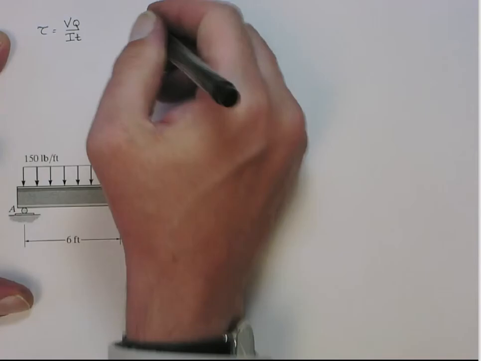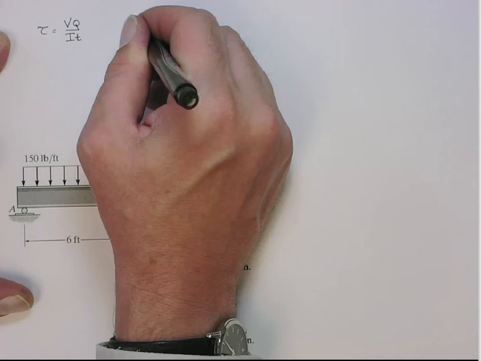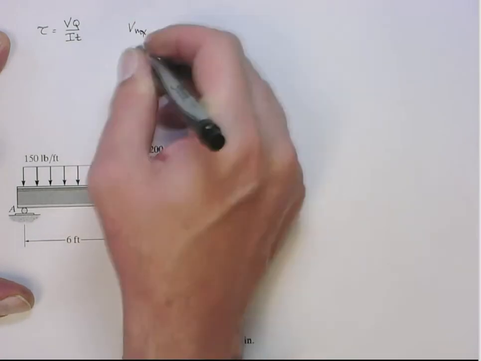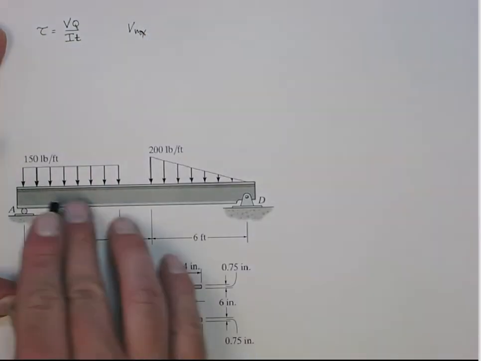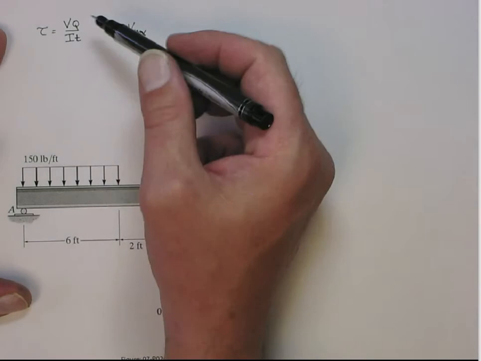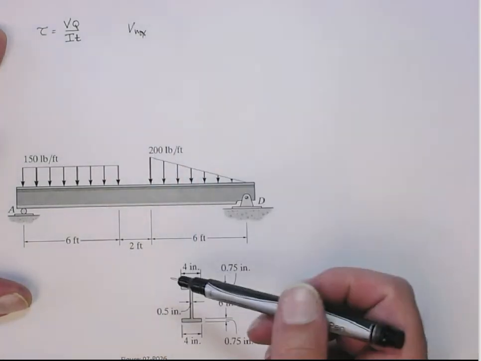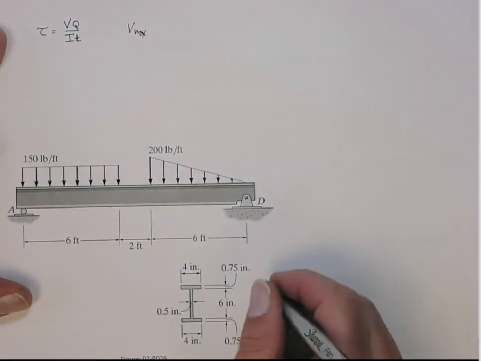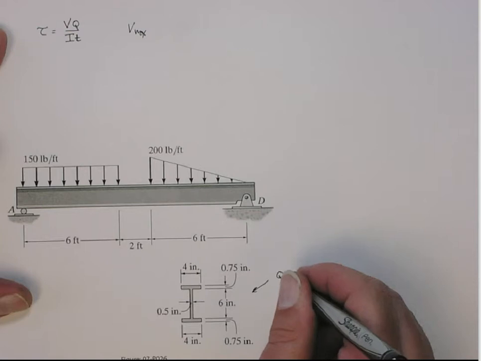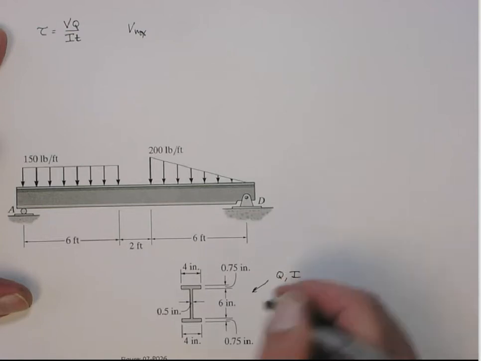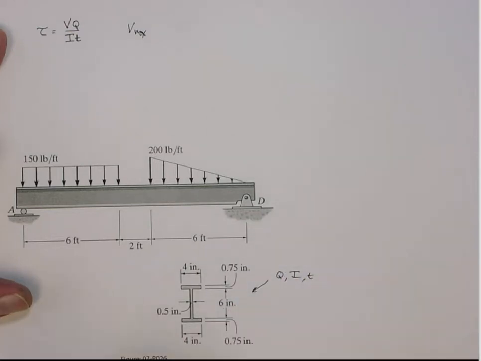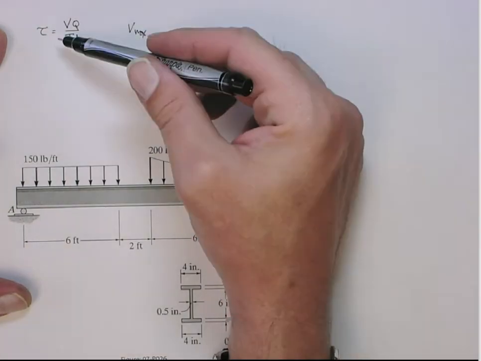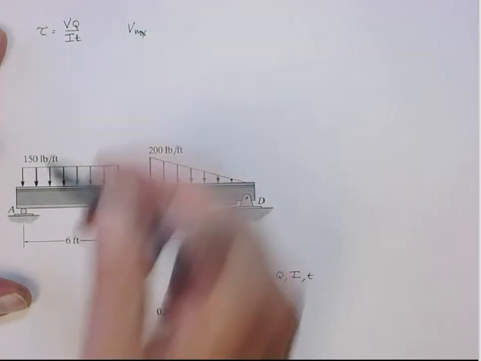we need to find where V is maximal. Which point along the beam is V maximal? Once we know that, computing Q and I we'll get from here, right? This will allow us to compute Q and also I, and obviously T, right? T is 1/2 of an inch. Then you just plug it into the shear formula, and that gives you the maximum shear, all right?